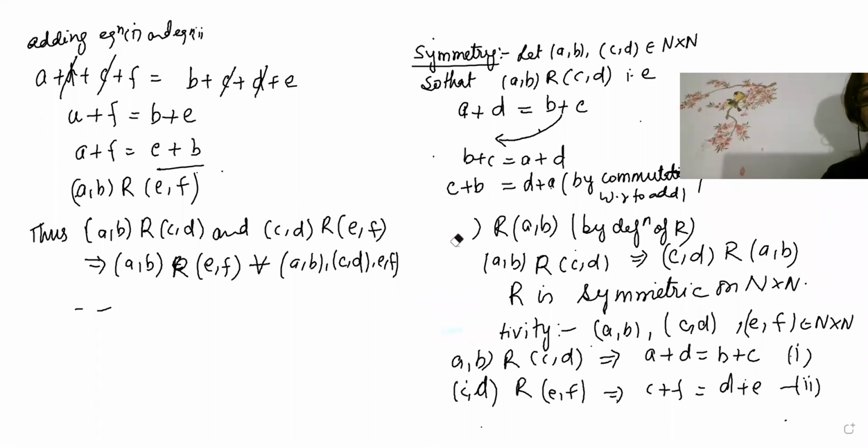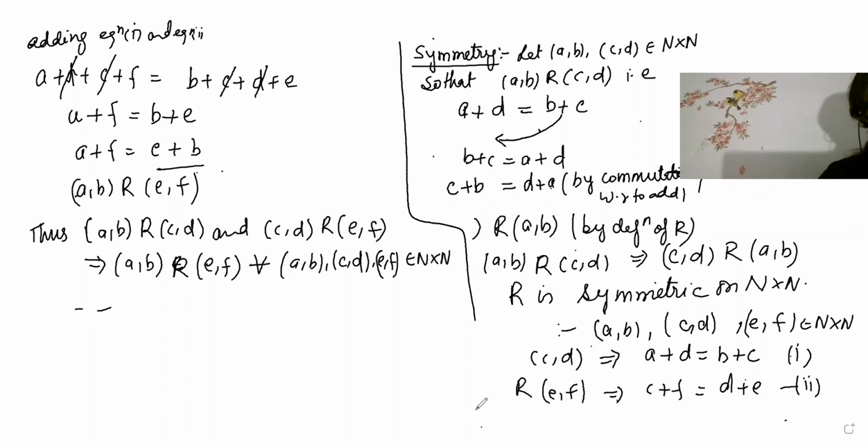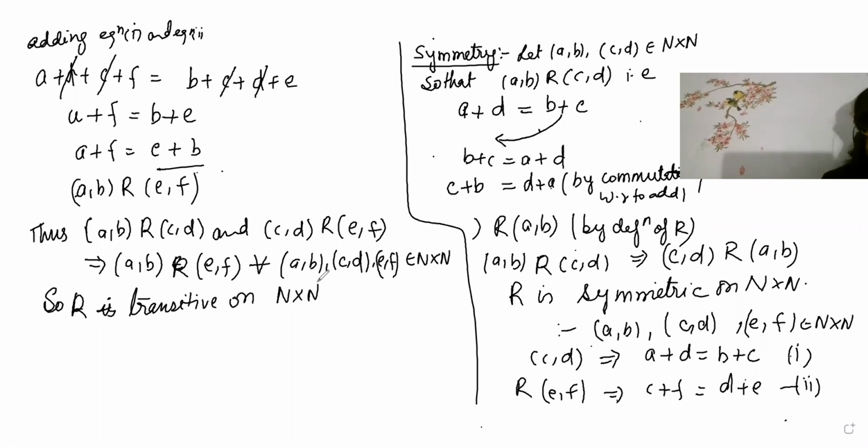A, B, C, D, E, F, all will be exactly belonging to N cross N. Okay. So R is transitive on N cross N. So if this much is finished, beta, now we have to go for equivalence relation.